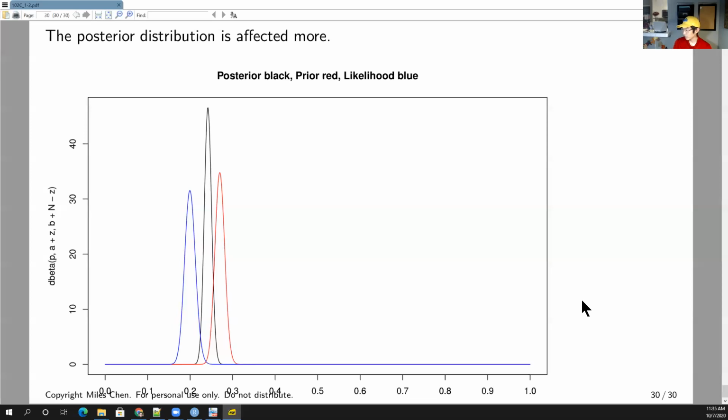I hope this makes sense regarding the relationship between the prior distribution, what happens in the likelihood that's reflected in your data, and the posterior being a hybrid or a compromise between the prior distribution and the likelihood.